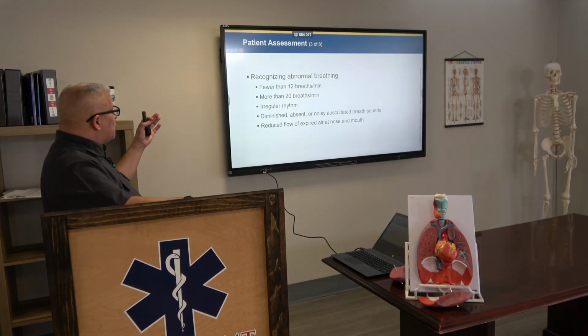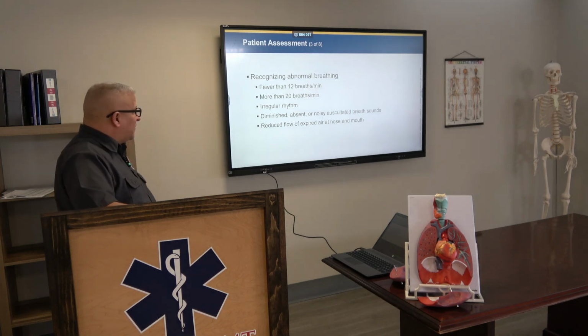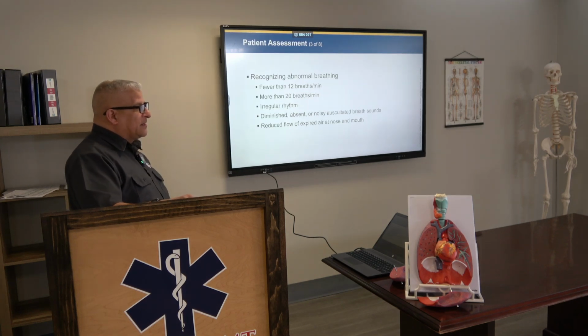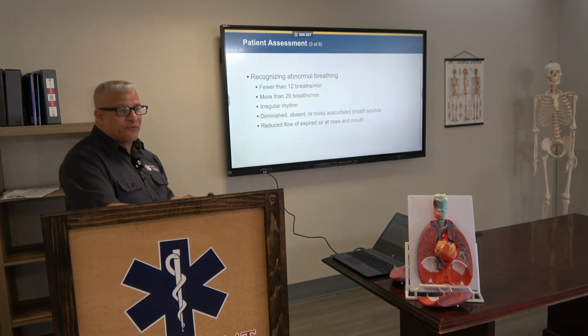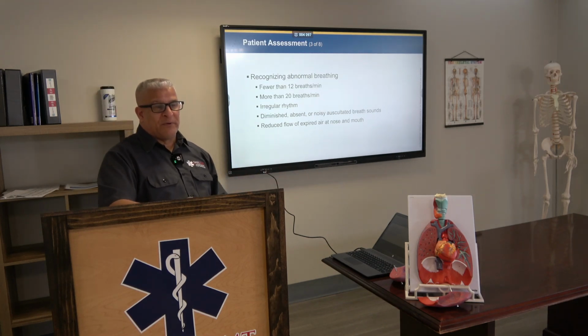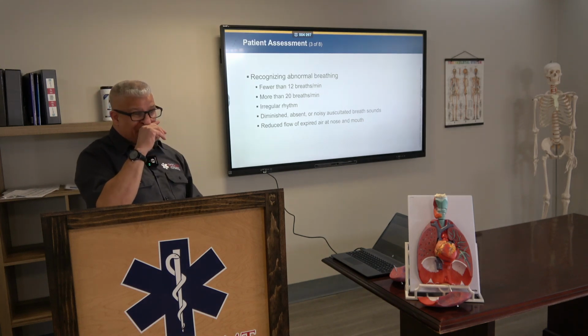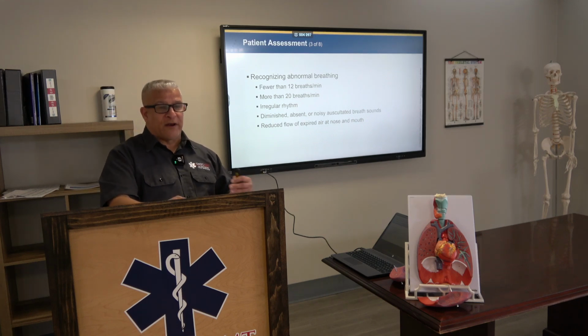So, recognizing abnormal breathing: fewer than 12 breaths per minute. And in your book on page 353, it gives you that if they're breathing less than 8 with distress, then we have to assist their ventilations with a BVM. If they're breathing greater than 28 breaths per minute with distress, then we would have to take over that rate and try to use that BVM and try to get that rate down.